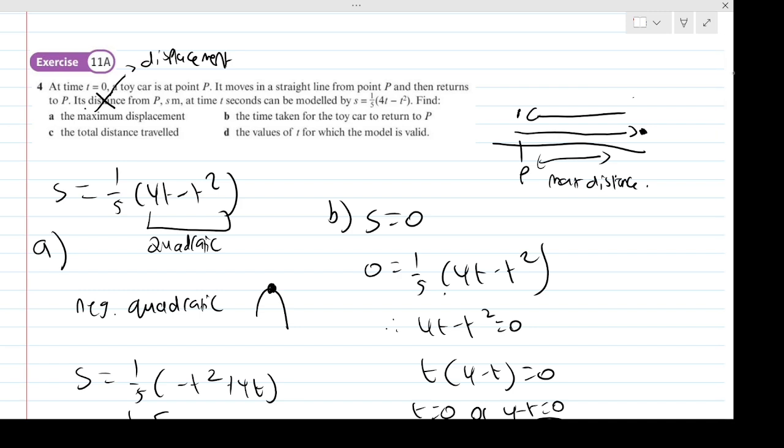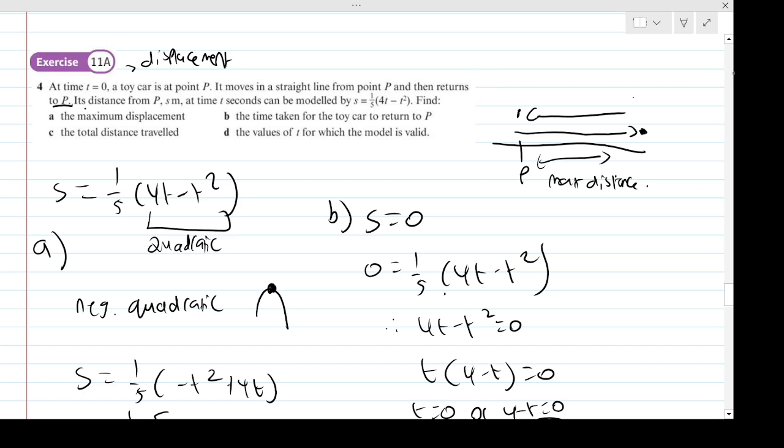Then in part D, the values of t when the model's valid. So we're building on this again even more. So now, again, it starts from P, the starting point, then it moves forward and it comes back to P here, right? Now I'm told it returns to P, and that kind of implies the model doesn't work after that, so we don't consider anything else after it returns back to P. So it does not consider going backwards or whatever. Once it returns back to P, that's it, the model's over.